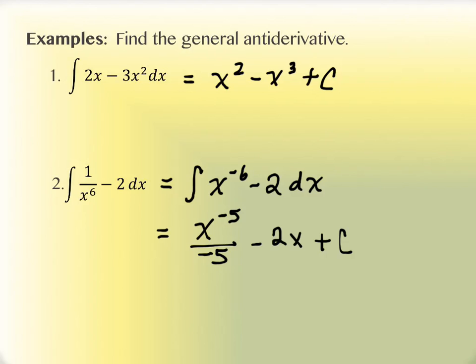Now, just like before, if the problem did not originally start out with a negative exponent, it's not going to end that way either. It can on your skills quiz, but nowhere else. So since this originally started out with a positive exponent in the denominator, we're going to take this exponent and bring it back down to the denominator. So this is actually going to look like 1 over, the negative 5 is already there, x to the 5th will now be there as well, minus the 2x plus c.